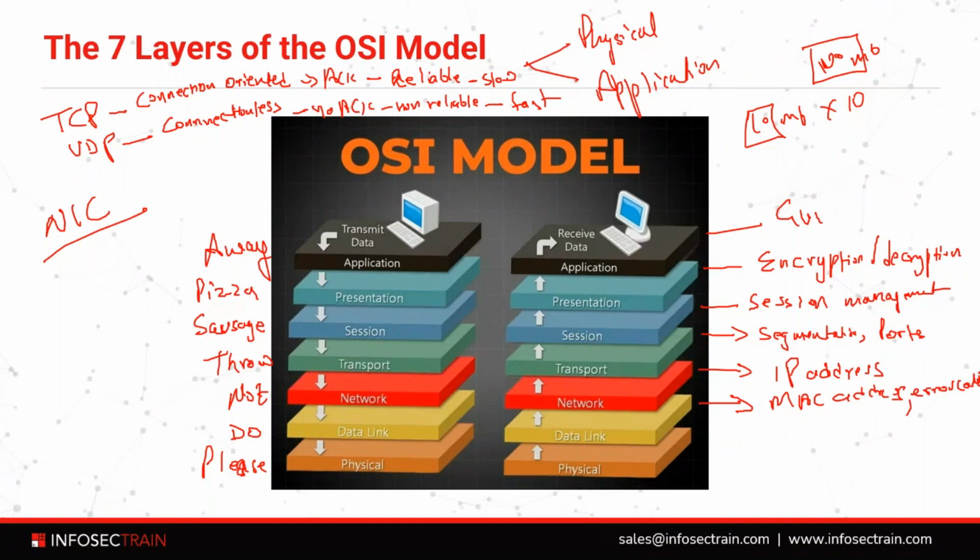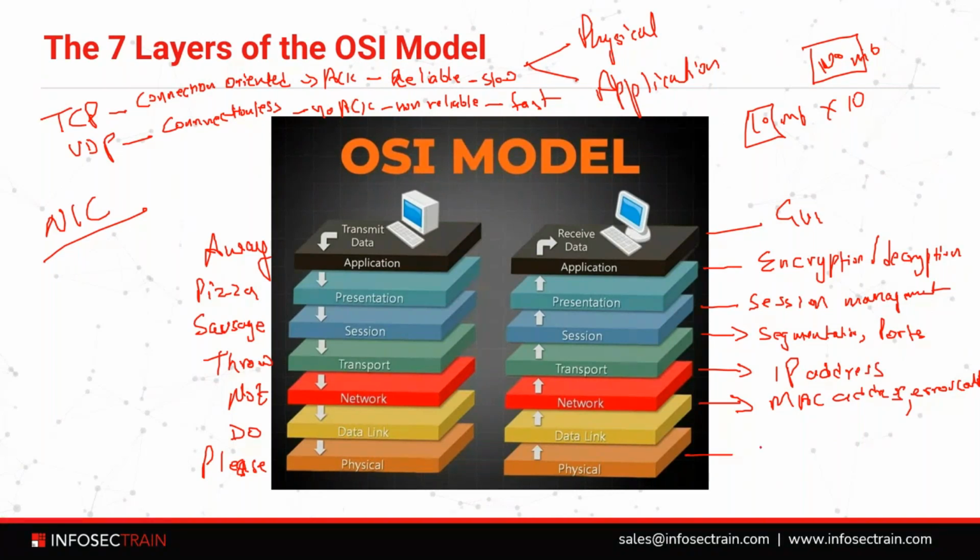Now error control means that it will check whether the data sent by the sender is correct, or it has been manipulated by someone, or manipulated due to some electromagnetic interference. That will be checked by the data link layer. Then we have the physical layer.